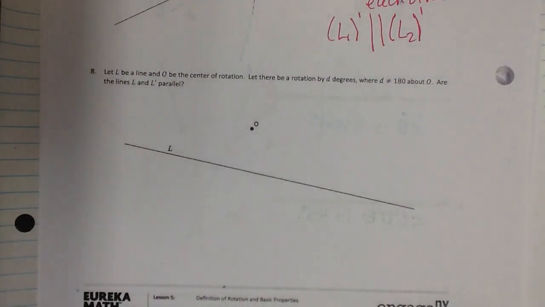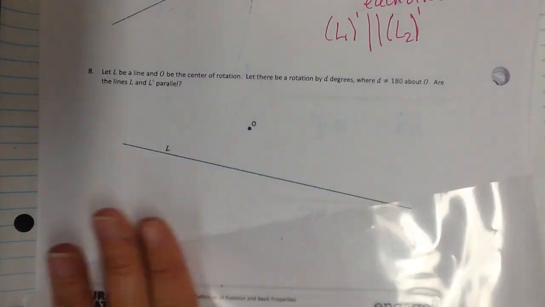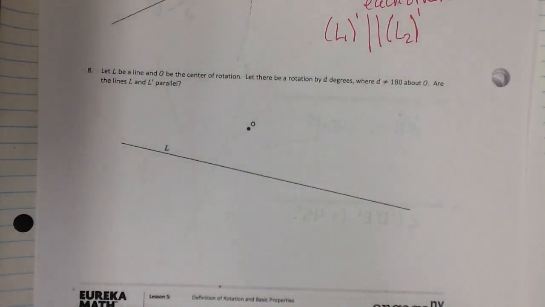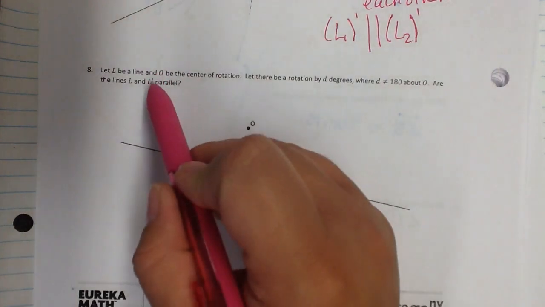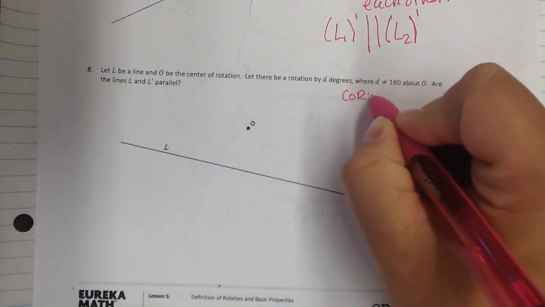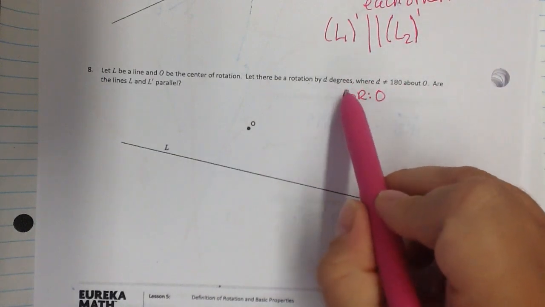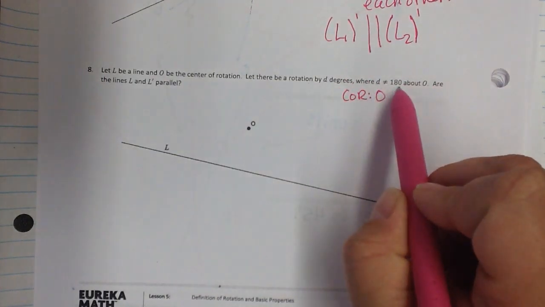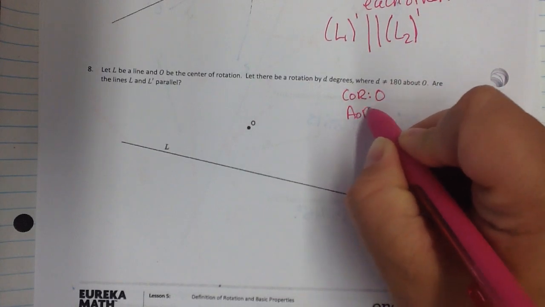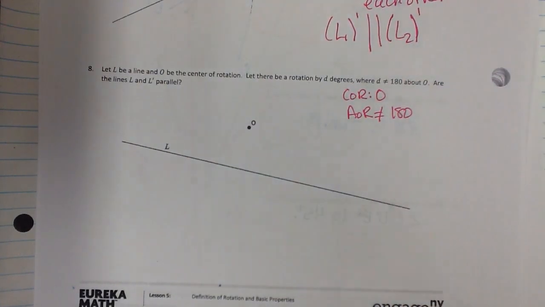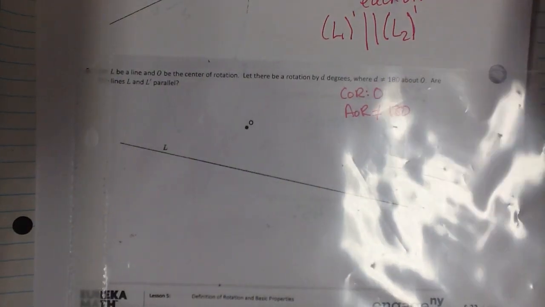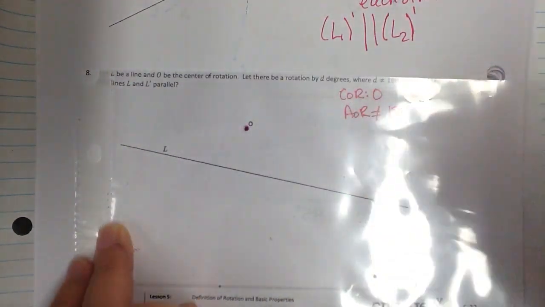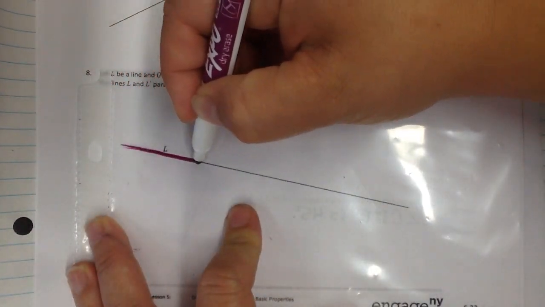So then on number 8, we have the same thing again. We're going to have a center of rotation O, and an angle of rotation where it can't equal 180. So our angle of rotation cannot equal 180. You can do anything else but 180 degrees. And it asks, are the lines L and L prime parallel? Okay, so we have this, and we're going to draw our line.